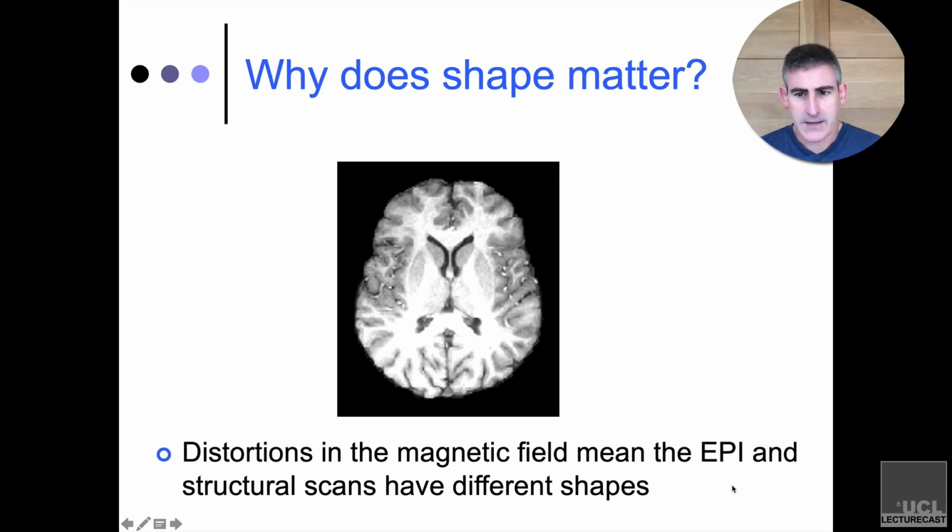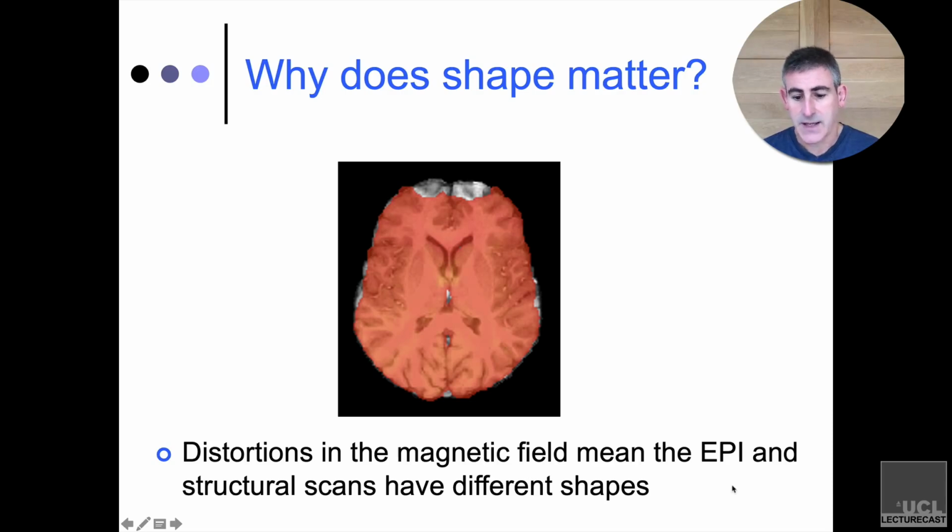Why does this matter? In theory, the shape shouldn't be a big deal, right? The shape of the brain didn't change whether you did a T1 scan or a T2 scan. It's still the same brain. However, as I pointed out last week, there are shape effects created in acquiring the data, and they relate to the distortions in the magnetic field, right? And that means that the EPI, the functional scan, and the structural scan, although they're very similar to one another, also have distortions that mean the shapes aren't the same.